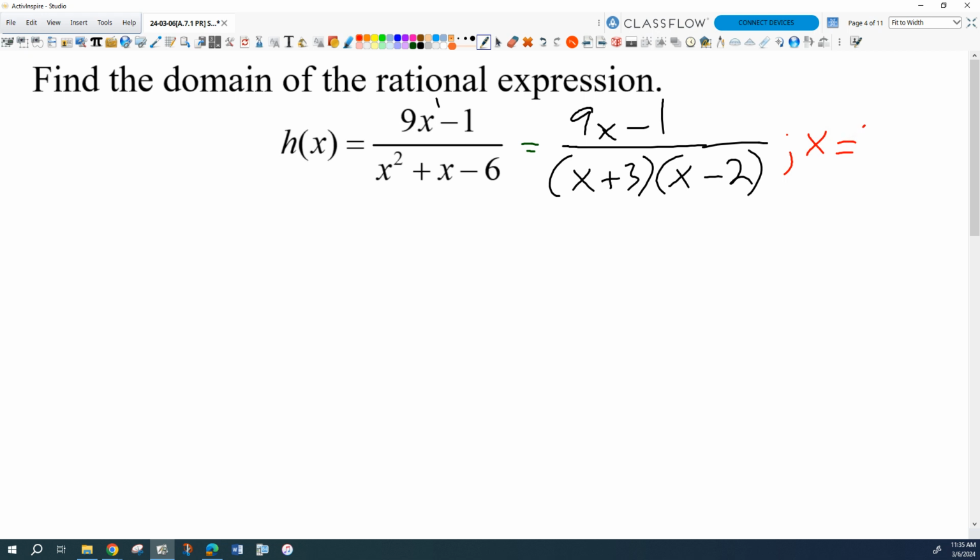What are the values that x cannot equal? No, 0. Okay, 0 works. If I plug 0 in, what happens in the denominator? And just test it out. If I plug 0 in for x, I'm going to get 3 times negative 2, which is not 0. 0 is okay. Oh, okay, good. It can't be 3. No, not 3. Negative 3. Negative 3 or positive 2. There you go, right?